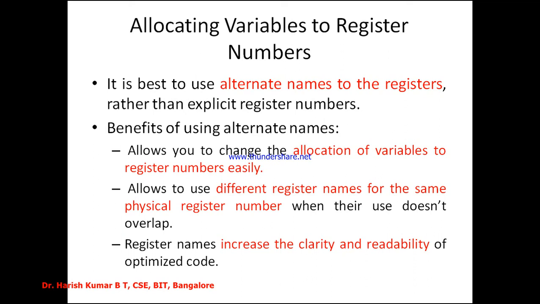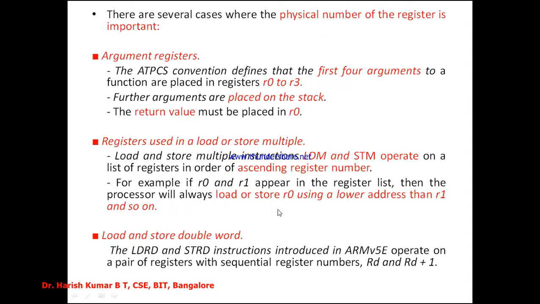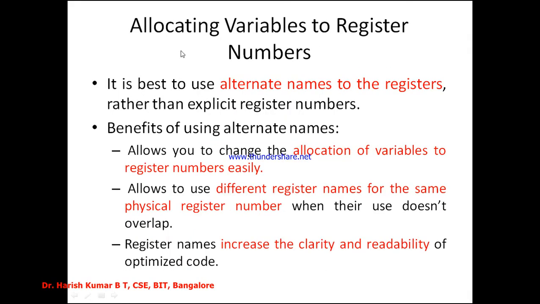You can do that. And one more important benefit is that giving names to the registers instead of the register number increases the clarity and readability of the assembly code which you write. So these are the three main benefits of using the alternate names. Now you understood the benefits of using the alternate names.